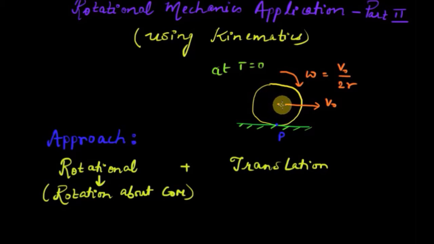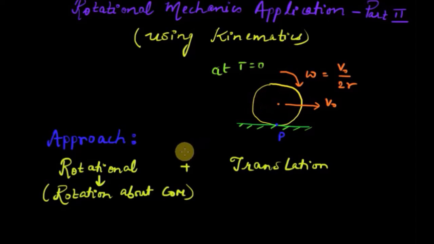So what do we mean by pure rolling? At pure rolling, the point of contact of this fireball with the ground will have a zero linear velocity, and as the point of contact will have zero linear velocity, there will be no friction which will act on the fireball. So as we can see, this fireball has both linear motion and rotational motion.